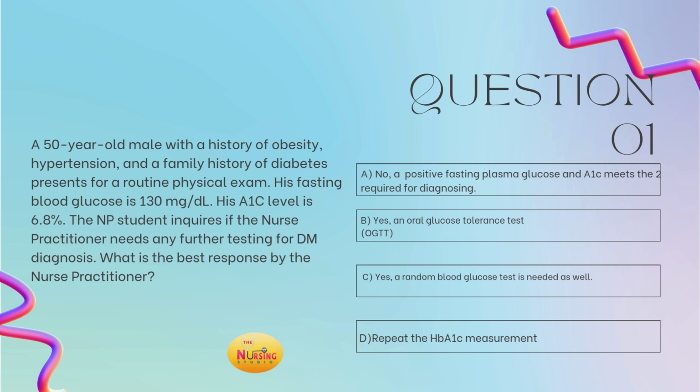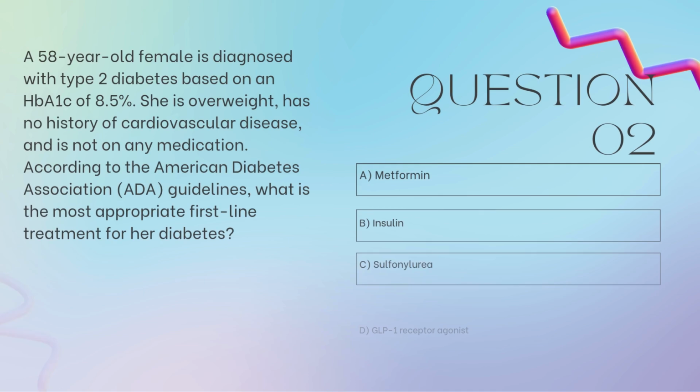And the NP student is inquiring to the nurse practitioner if there needs to be any other testing to determine the diagnosis of diabetes. And your best answer here is A, no. We need two, right? Not two glucose readings, but two of the criteria need to be positive to confirm that diagnosis. So they have the 130 milligrams per deciliter for the fasting blood glucose that is positive, as well as the A1C being greater than 6.5%, being positive. So that's all we need for the confirmation of that diagnosis.